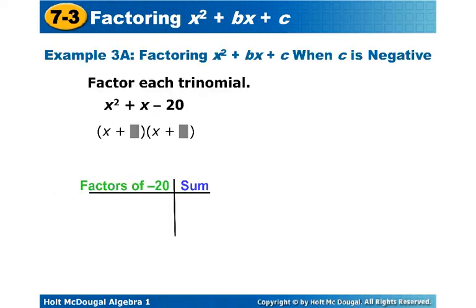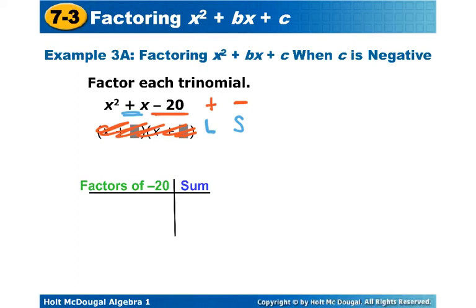So, looking at the first example, factoring x squared plus bx plus c when c is negative. Looking at your last term, you have a negative 20, which tells you automatically you need opposite signs. So you know you need one positive and one negative term. Now, you have to look at that middle term right there. It's positive, which tells me that my larger term has to be the positive number and my smaller term is going to be the negative number.